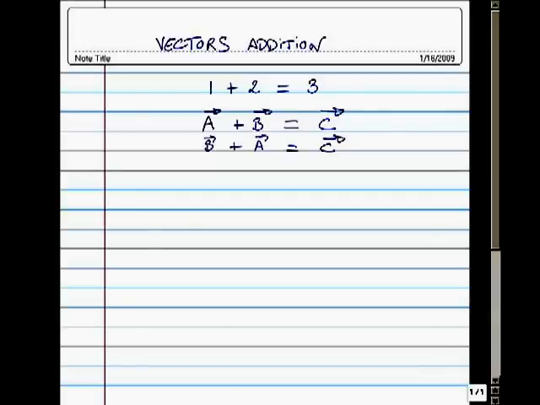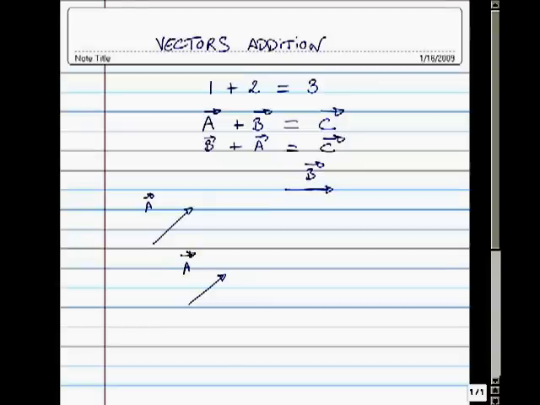So graphically, how does that work? If you have a vector A and you have a vector B and you would like to add A with B, all you have to do is graph A, and you're going to graph B such that your vector B will start where vector A ends.